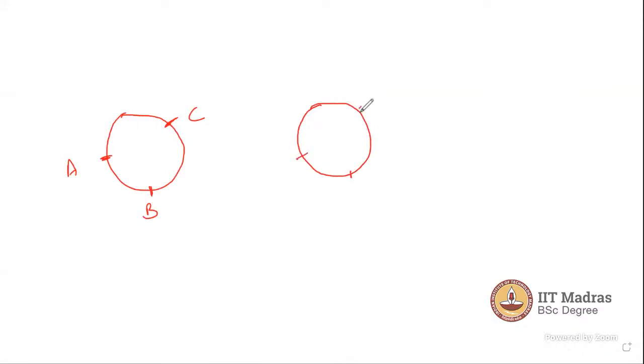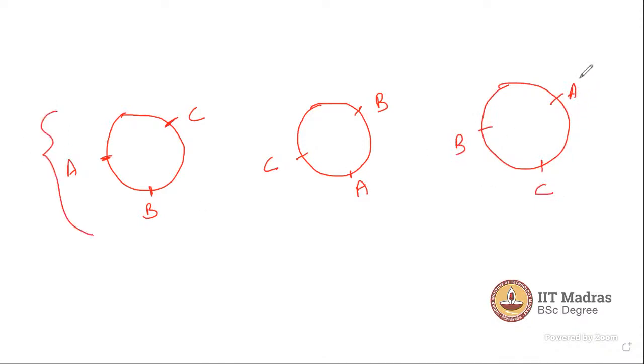Okay. Another way is I can start from here: A, B, and C. Another way is to start from here: C. But we don't need to be in the same order A, B, C. No, it could be A, C, B. There are other jumbling possibilities there.